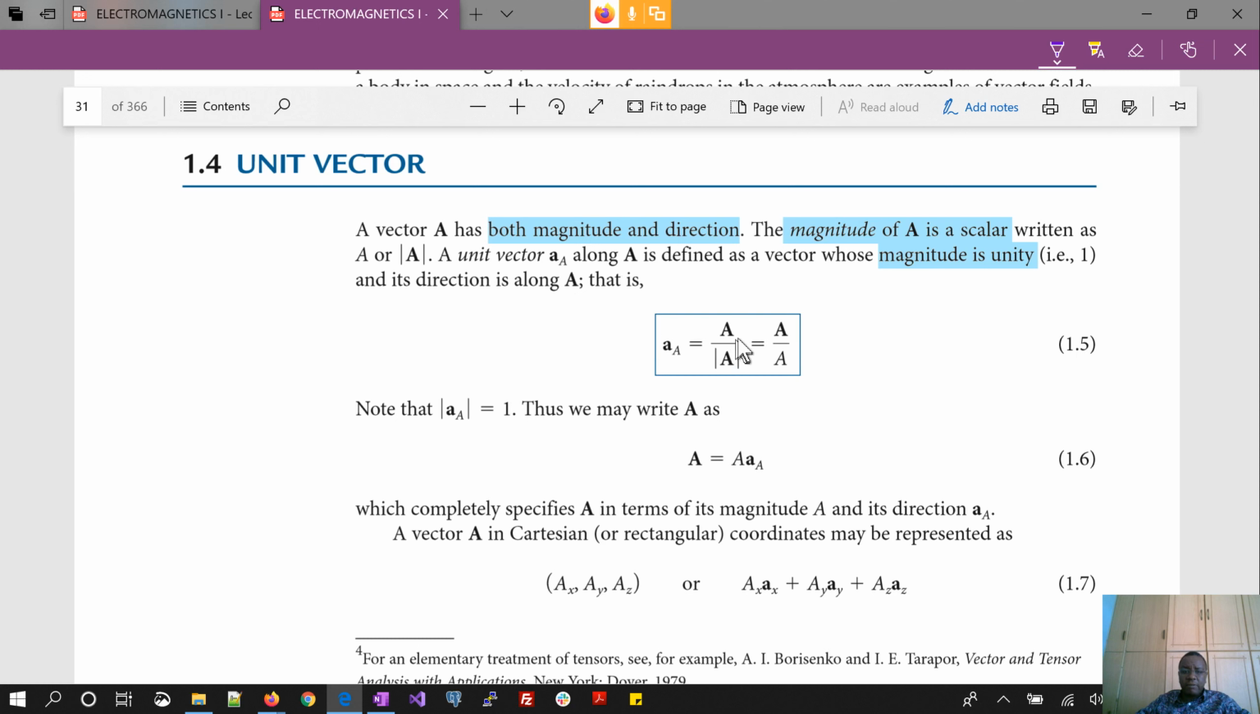is the vector itself divided by its magnitude. Having said that a vector has a magnitude and direction, the magnitude of A is a scalar, that is a fact we know. And then a unit vector a, which is along the direction of the vector A, is defined as a vector whose magnitude is unity. So what we normally say is that we represent a unit vector as a being equal to vector A divided by its magnitude.